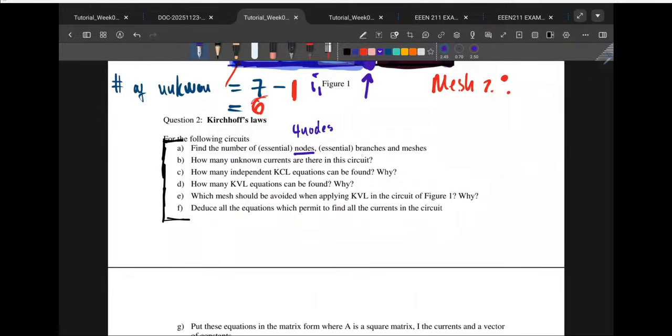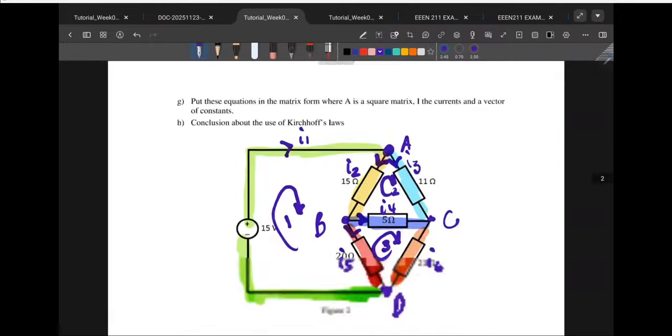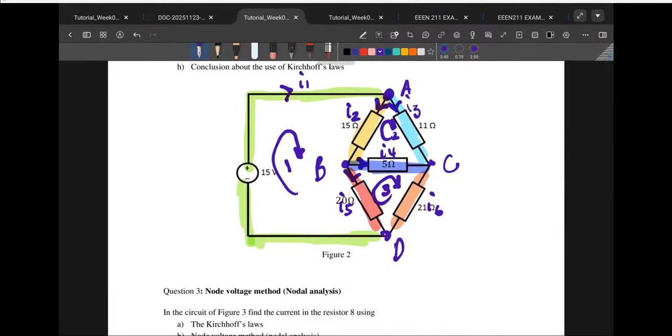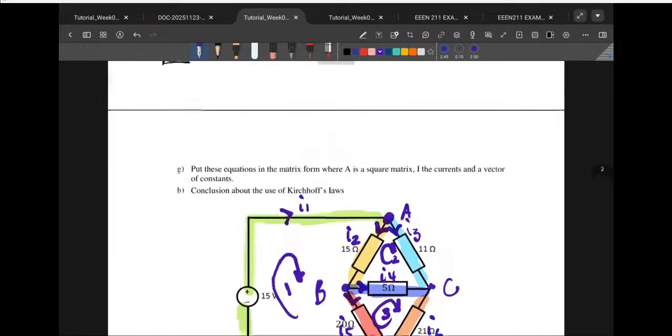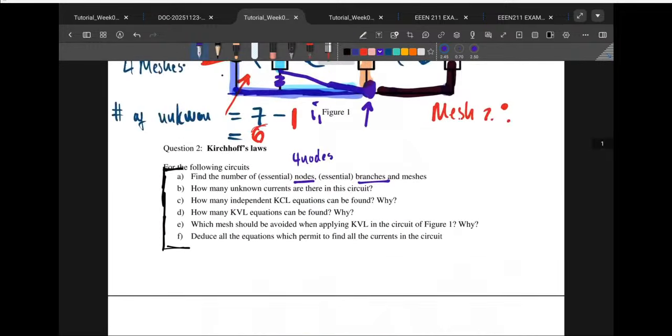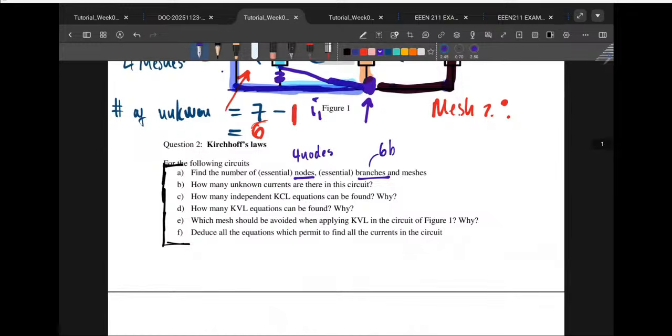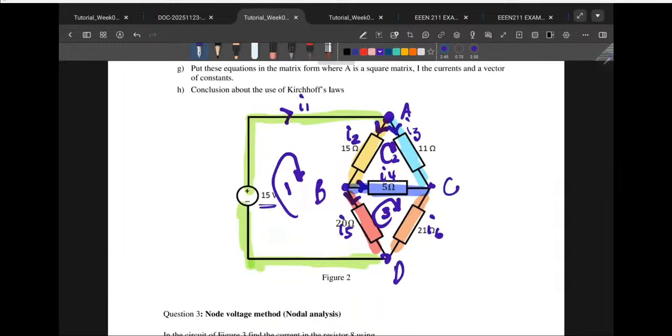Essential branches. How many did we count? 1, 2, 3, 4, 5, 6. The number of branches is going to be 6 branches. The number of meshes, we saw that it was 3 meshes. Then how many unknown currents are there? In this case, you're going to have 6 unknown currents, because our source is not a current source now. Our source is now a voltage source. So in every single branch, you don't know the current. So it's going to be 6.